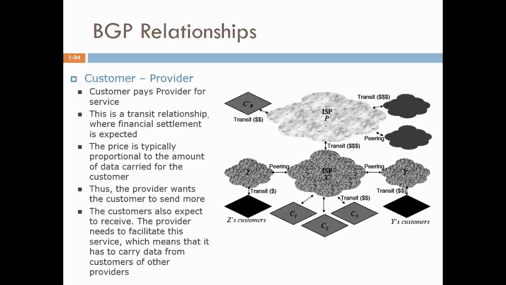So here, for example, we have autonomous systems such as C1, C2, and C3. These are, let's say, Tier 3. They want to have internet connectivity, so they buy internet connectivity from ISPX, which is, let's say, a Tier 2 autonomous system. So they buy connectivity means that they actually pay money to ISPX.